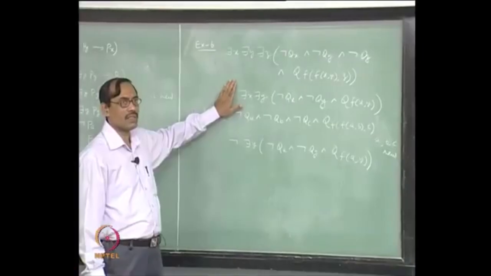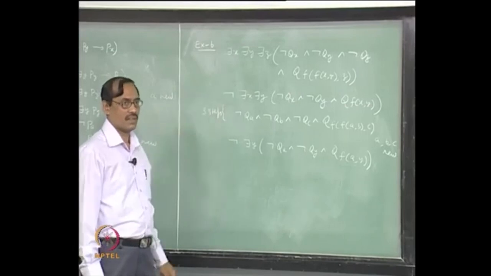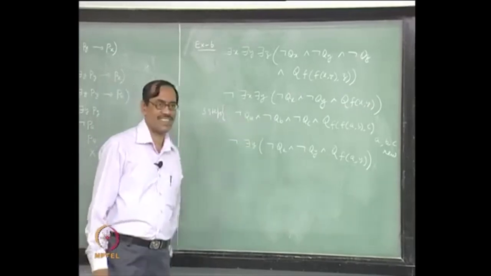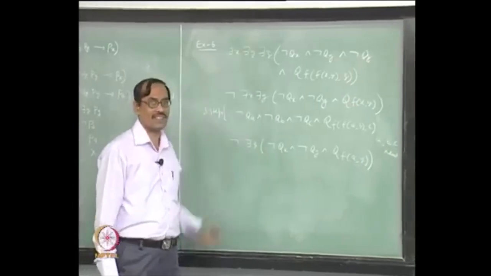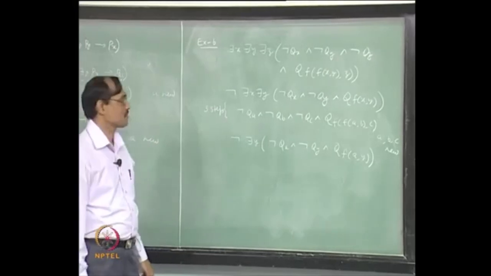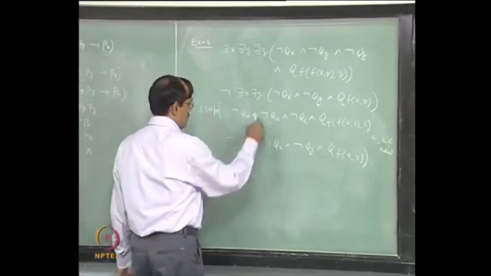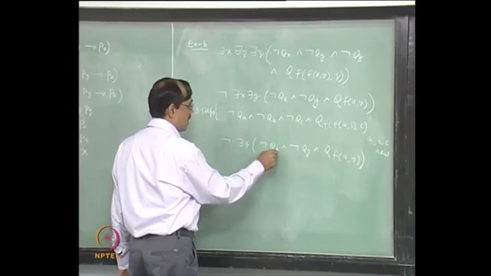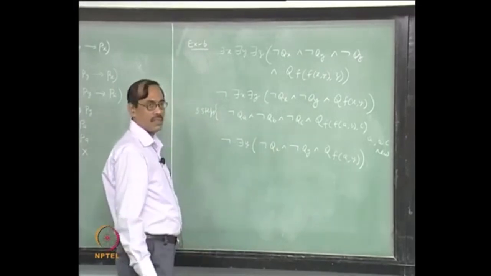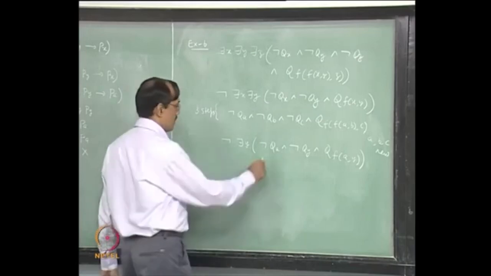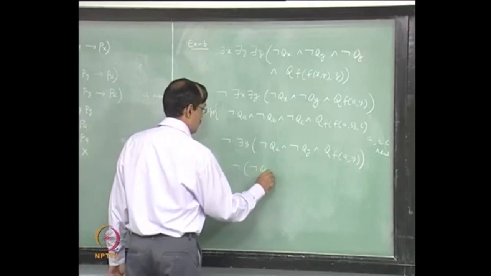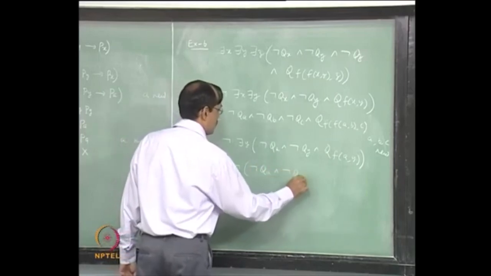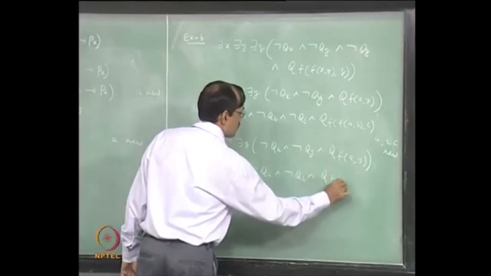So, I have to start the tableau with the premise and the negation of the conclusion. I saved space. Okay. You will have to write it again once more. Take this one and then the negation of this. Fine. Now, from this we get not there is y with instantiation x by a. Substitution is x by a, right. Then I go for b. So, that gives not of not q a and not q b and q of f of a b.